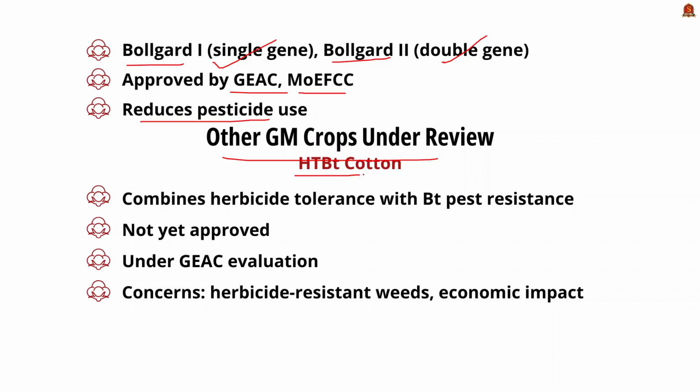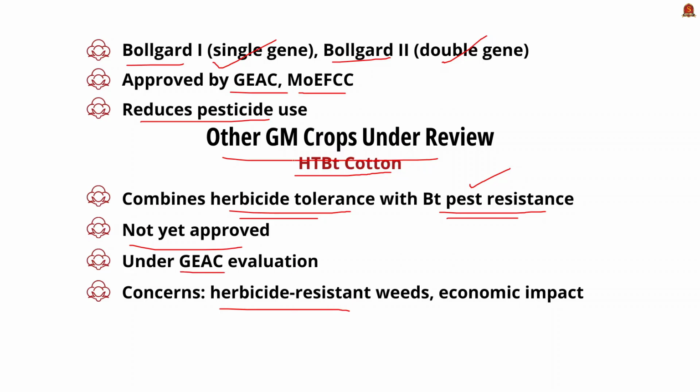First one is HT-BT cotton. It combines herbicide tolerance with BT pest resistance. So the BT cotton which we already saw is pest resistant. This HT-BT cotton is pest resistant and also herbicide tolerant. It is not yet approved and it is currently under GEAC review.